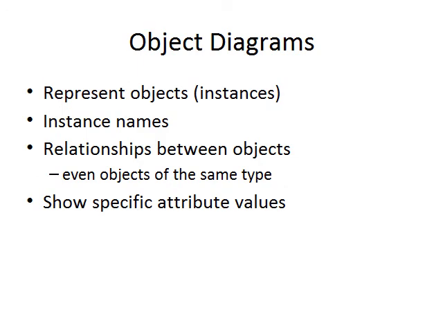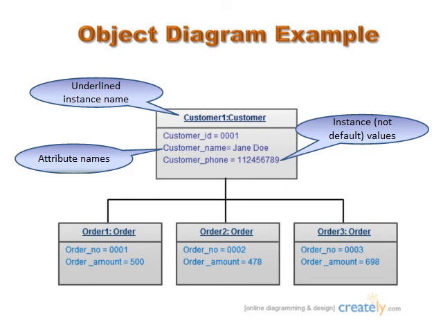Object diagrams. Object diagrams focus more on the instances of classes rather than on the classes themselves. However, classes can be shown in the diagrams. Instances have instance names and show the relationships between the instances. They can show specific attribute values. A lot of this is very flexible. It's not required to do everything. Obviously, that flexibility allows you to do different designs in different ways.